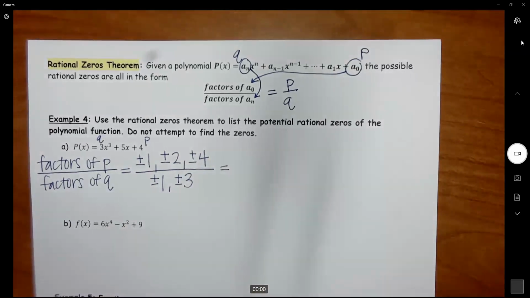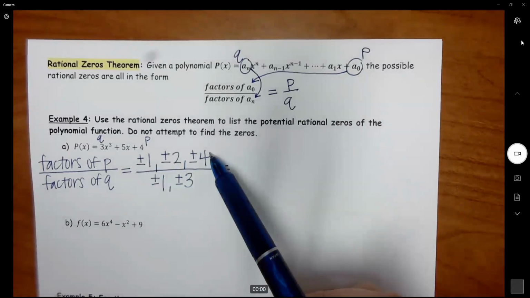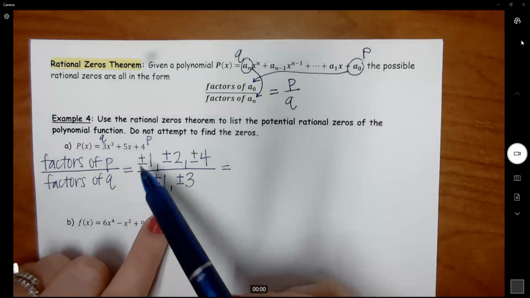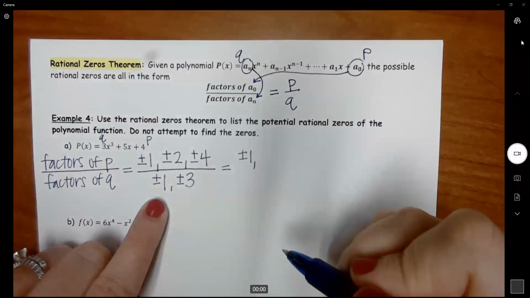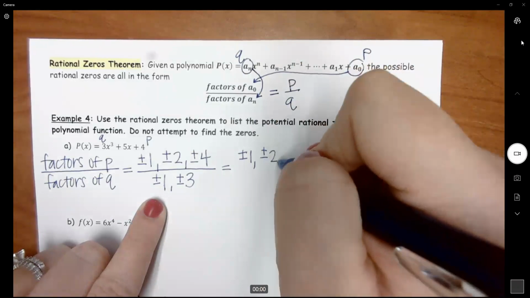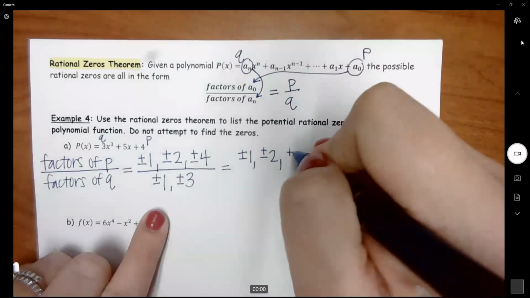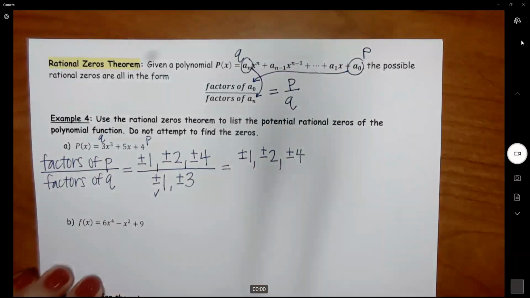Okay, so now let's start dividing to figure out what we get. I always go all of the top ones divided by one of the bottom ones. I think that's the easiest way. So I'm going to do 1 divided by 1, which is plus or minus 1. 2 divided by 1, which is plus or minus 2. And 4 divided by 1, which is plus or minus 4. So I've divided everything by 1.